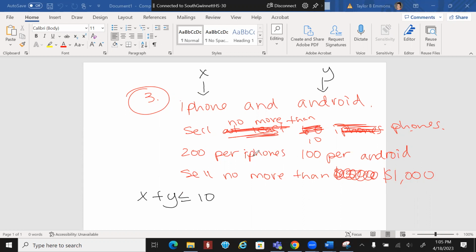All right, what about the next kind of sentence? We got 200 per iPhone, 100 per Android, and no more than 1,000. So how do we write that inequality?